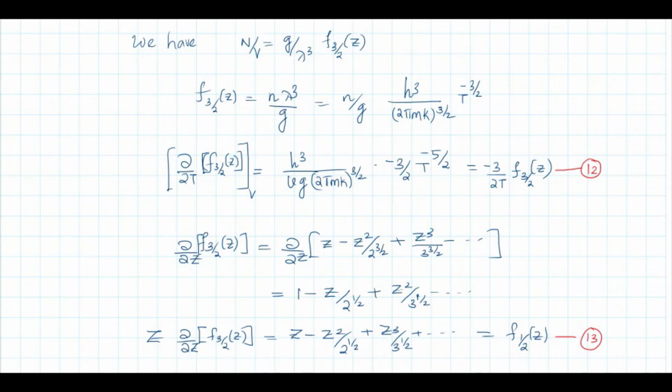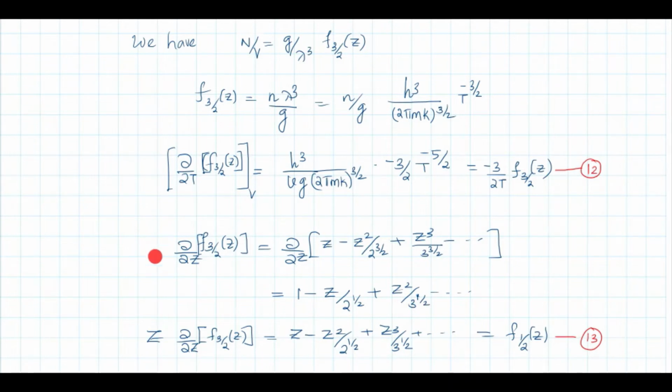Then take ∂/∂z of f3/2(z). The Fermi-Dirac function is given by this equation. Taking the derivative with respect to z, you get 1 minus z square, whose derivative is 2z. The 2 will cancel with the denominator 2 raised to 3/2, and the remaining will be 2 raised to half. Plus z cube, derivative 3z square, the 3 will cancel, then it becomes z square by 3 raised to half, minus etc.